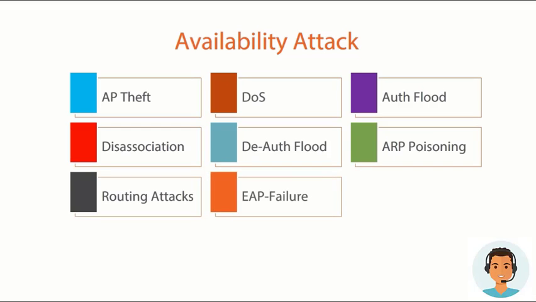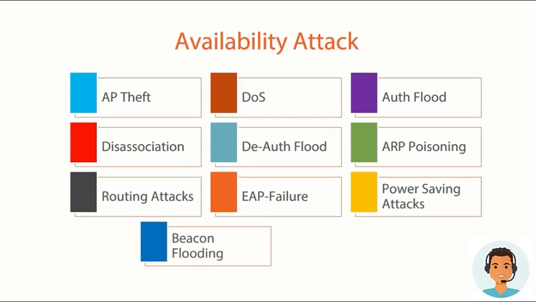We also have EAP failures. In this case, we look at valid 802.1x EAP exchanges and then send the client a forged EAP failure message, and again, they would disassociate. We also have what they refer to as the tricky power saving attack. This attack is just basically tricking the access point into believing that the client is in sleep mode. Another type is beacon flooding.